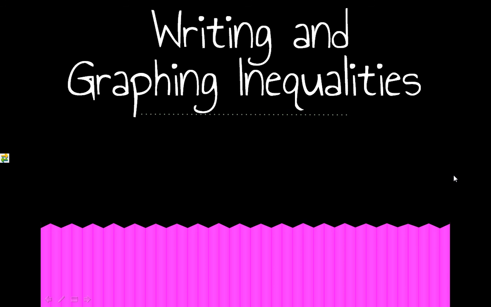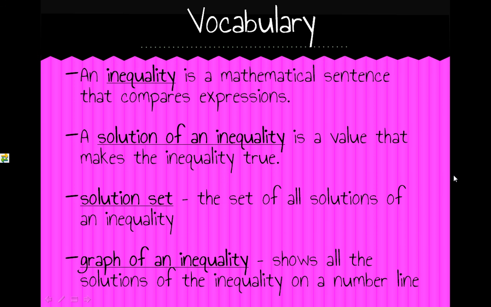Today we're going to learn about writing and graphing inequalities. Okay, your vocabulary that you need to know. An inequality is a mathematical sentence that compares expressions. A solution of an inequality is a value that makes the inequality true. A solution set is the set of all solutions for an inequality, and the graph of an inequality shows all the solutions of the inequality on a number line.